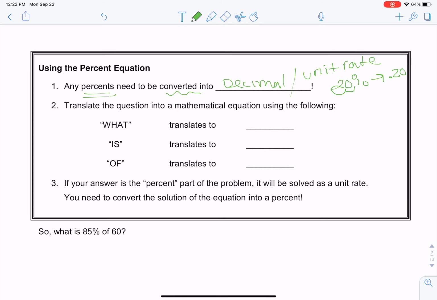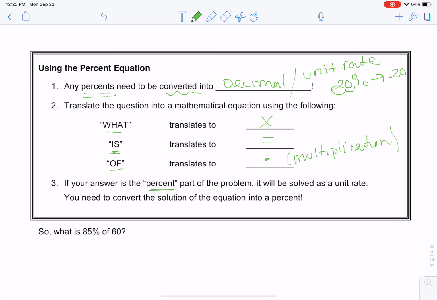After you've done that conversion, you're going to look for these 3 key words. Anytime you see the word what, I'm trying to figure that out, that's going to be a variable. Anytime I see the word is, that translates to an equal sign. And anytime you see of, that's going to be multiplication. This might mean nothing to you right now, but this is so important for these percent problems, okay?